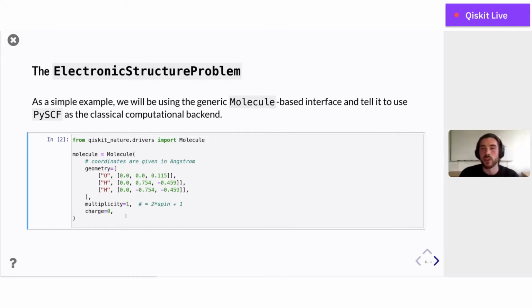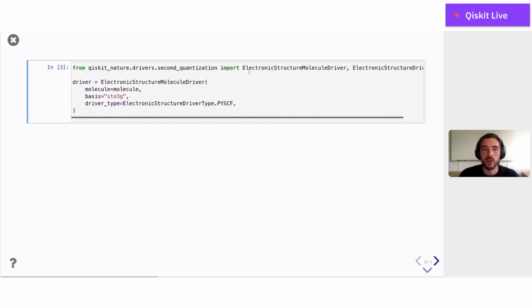In the second step, we actually need to construct the driver. And for this, we're using the very generic electronic structure molecule driver, which takes the molecule which we have just constructed. It specifies the basis, which I will get to in a second, and it specifies the driver type. And there are various driver types available in Qiskit Nature. Here, we're using the PySCF driver, which is a commonly used classical code to simulate electronic structures. And it's also implemented in Python, which makes it very easily interfaceable with Qiskit.